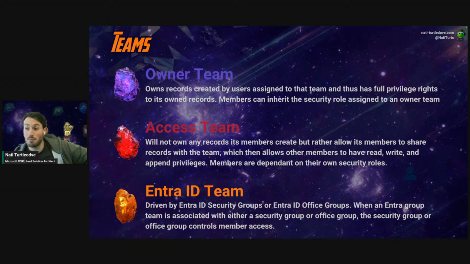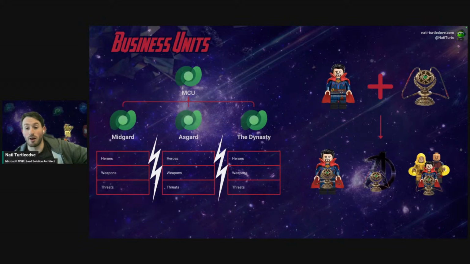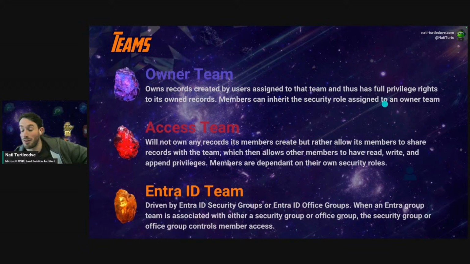The ownership team basically says, if you're a member and you're part of this ownership team, you have access to records that team owns. So again, if we look at our previous diagram, where Wong, Dr. Strange, and the Sorcerer Supreme form part of a team within the Dynasty business unit, if Dr. Strange created the record and assigned it to this team, because the Sorcerer Supreme and Wong are still part of that same ownership team, they have access to that record as well.